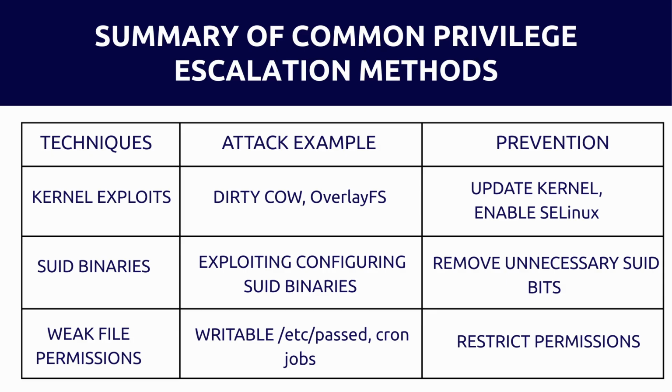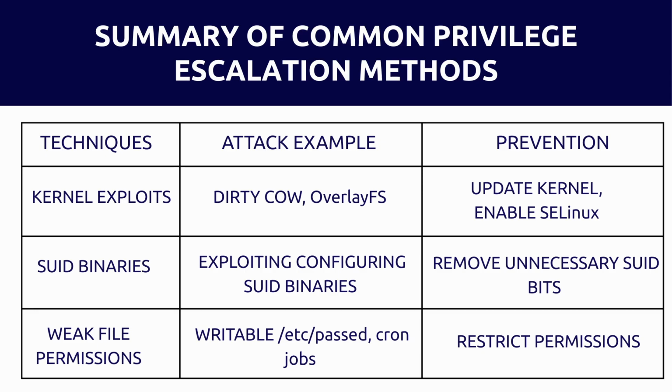Now, in summary of common privilege escalation methods, we'll be discussing their techniques, attack examples, and how we prevent them. So for the kernel exploit technique, for the attack example, Dirty COW. What is COW? Copy on write, and again OverlayFS. How do you prevent it? By updating the kernel and enabling SELinux.